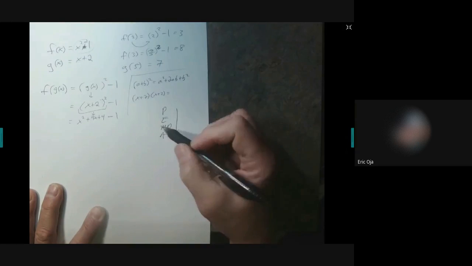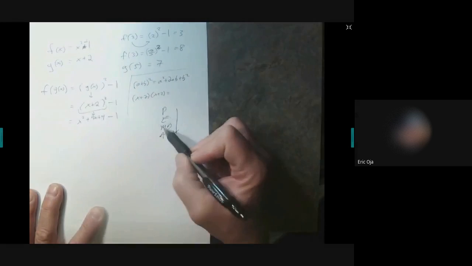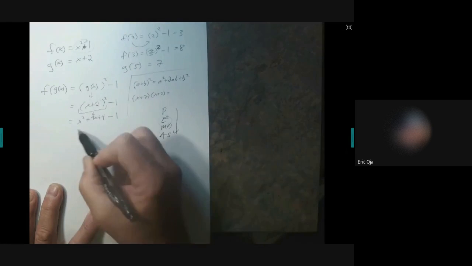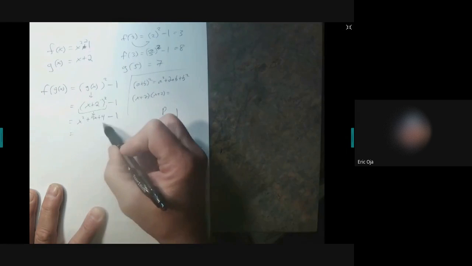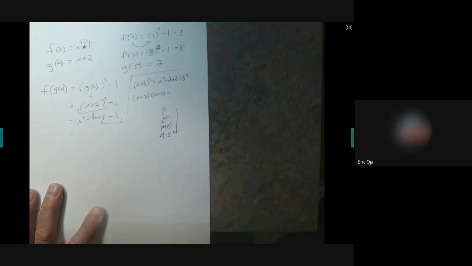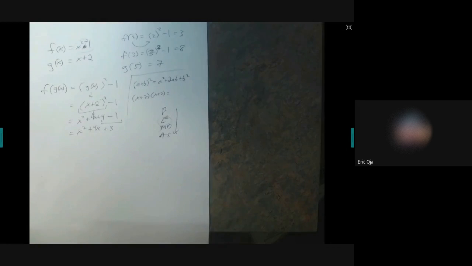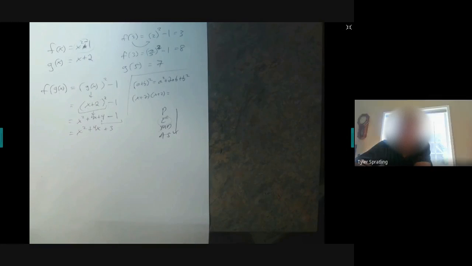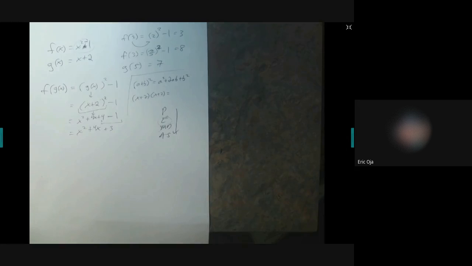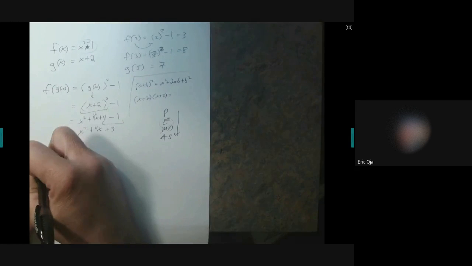I would work inside the parentheses first. Then I would deal with the exponent, so I'd have to square that out. There's no multiplication. And then I would just add and subtract like terms, and I could combine those two like terms. I'd end up with x squared plus 4x plus 3 as my answer. So that's one way of writing it.